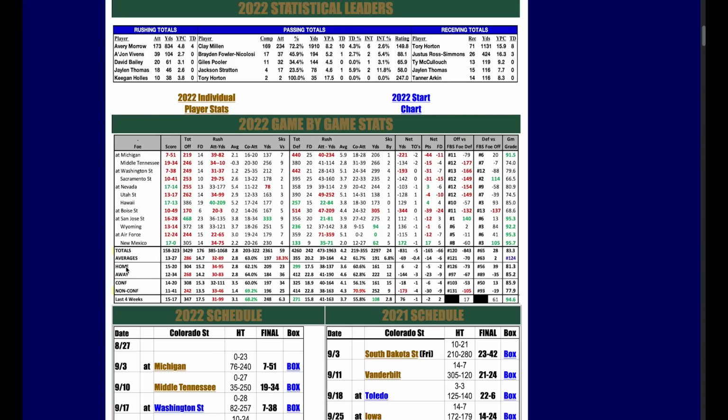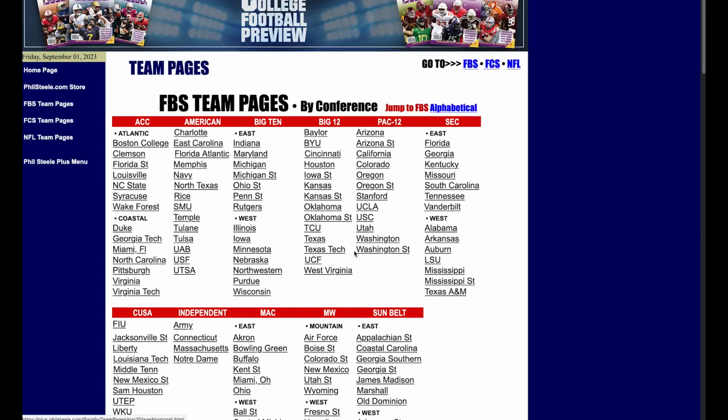So over the last 4 weeks, and this will get updated in October once we get teams into the 5th and 6th game, but they played to a 94.6 level over the last 4 weeks. So they were playing really strong. Now we'll take a look at Washington State.